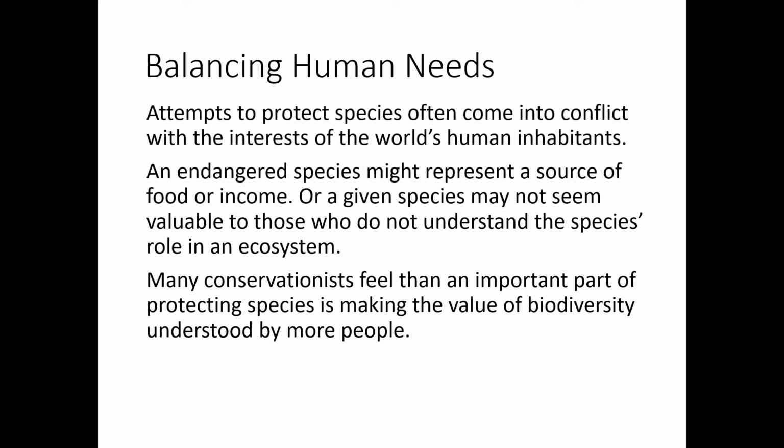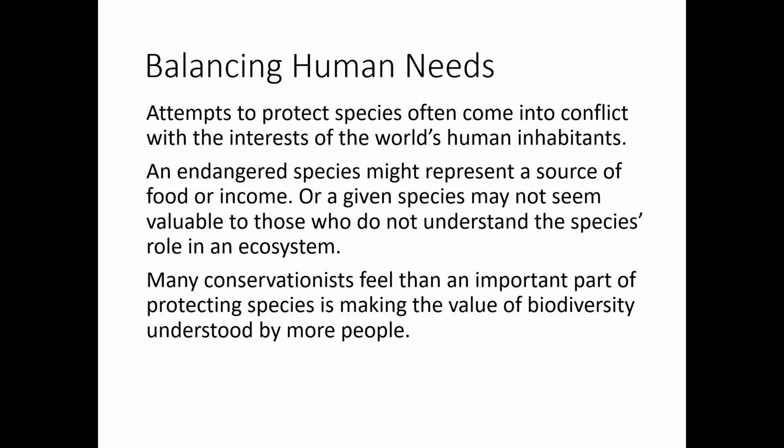So again, the idea of trying to balance human needs with that of the environment. And the hope is that you can make protecting the environment something of an economic benefit. In other words, trying to do all that we can to make, I guess, protecting the environment beneficial to business.